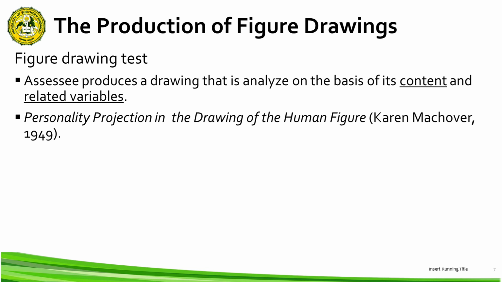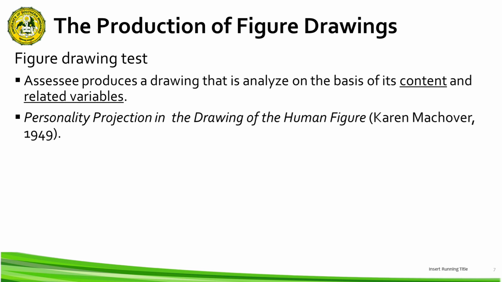The classic work on the use of figure drawings as a projective stimulus is a book entitled Personality Projection in the Drawing of the Human Figure by Karen Machover. She wrote that the human figure drawn by an individual who is directed to draw a person is related intimately to the impulses, anxieties, conflicts, and compensations characteristic of that individual. In some sense, the figure drawn is the person and the paper corresponds to the environment.